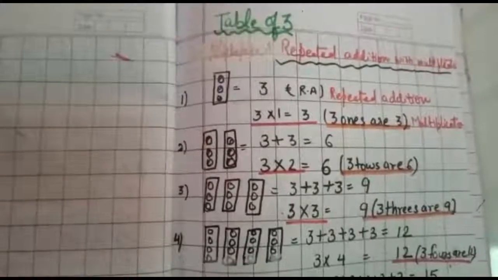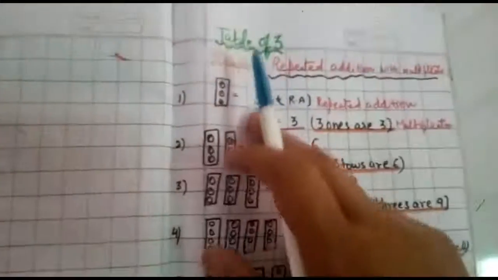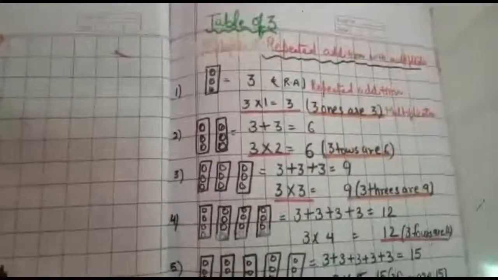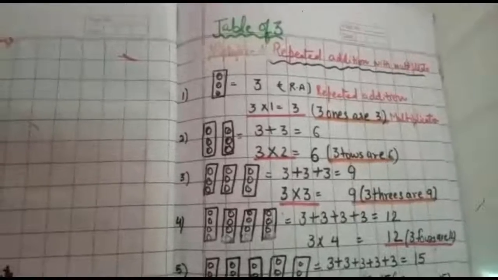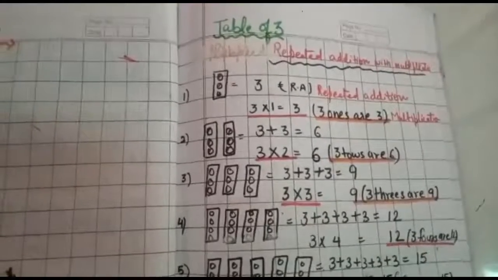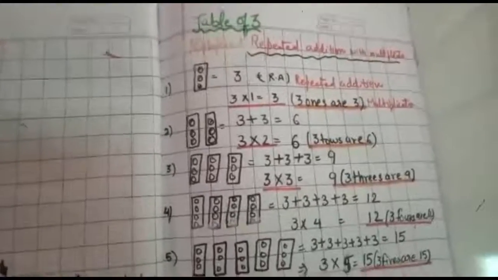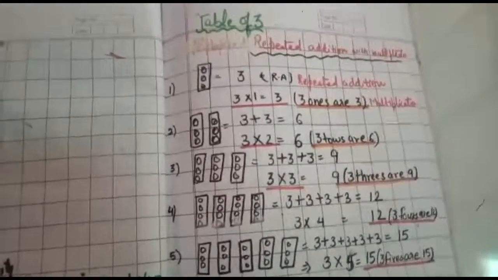Class, students, try to find out the table of 4 with the help of the same repeated addition. I am sure you can do it easily. You just need to watch this video carefully and then try to find out the table of 4 with the help of repeated addition. So there are 2 questions for you. You can do them at your home.